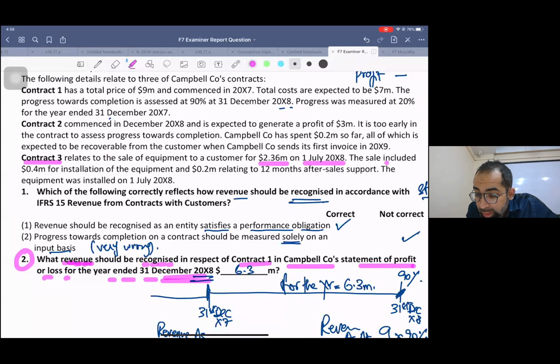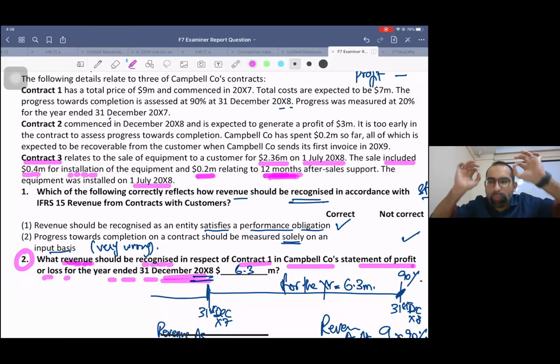The sale included a few things in this bundle. It included 0.4 million of installation, and 0.2 million relating to 12 months after sales support. The equipment was installed on 1st July x8. It means on the same day we delivered the equipment, listen students, we did the installation as well.